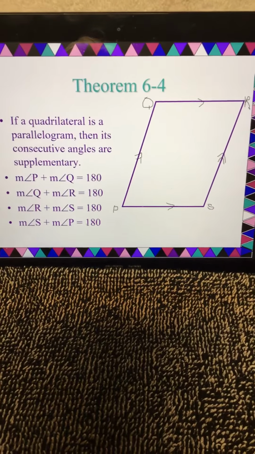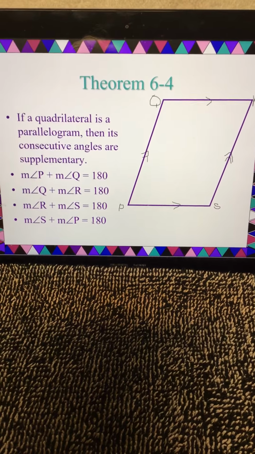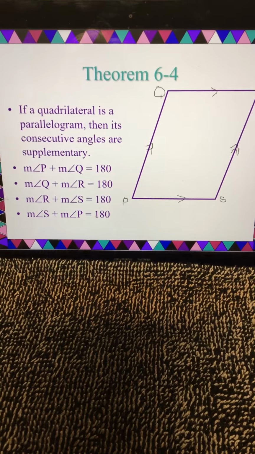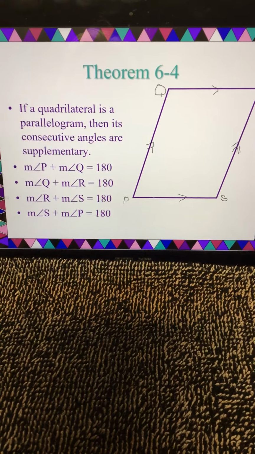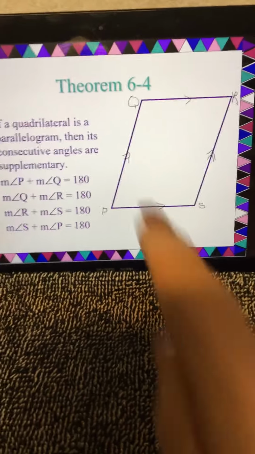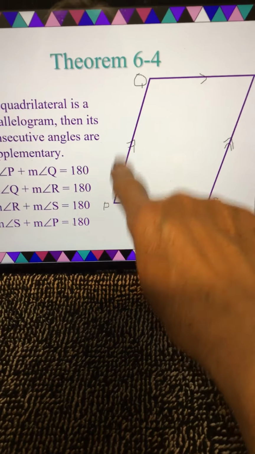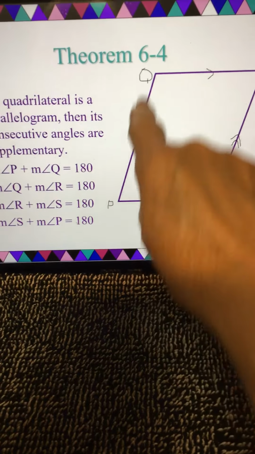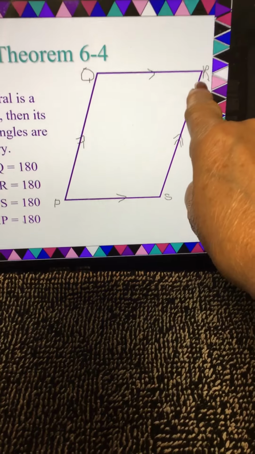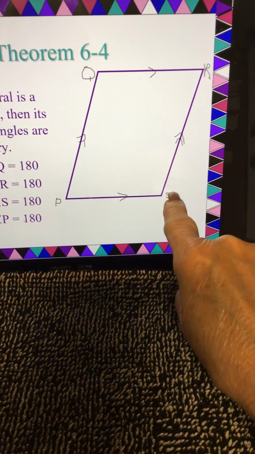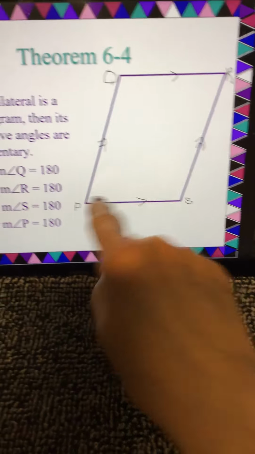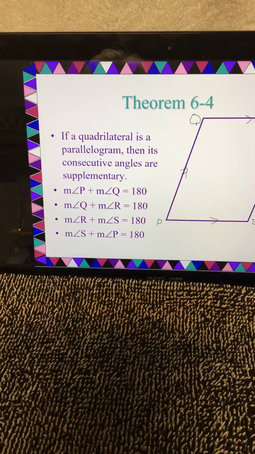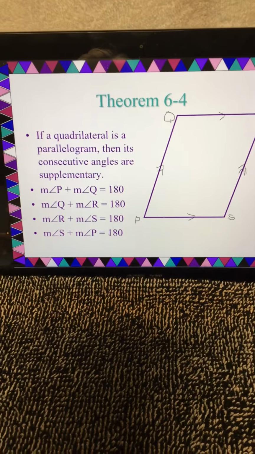Now this is what Theorem 6.4 says. There's that phrase, if a quadrilateral is a parallelogram, then its consecutive angles are supplementary. So as you move around this figure, any two angles that share a side are supplementary. P and Q, Q and R, R and S, S and P. There are four pairs of consecutive angles that are supplementary to each other.